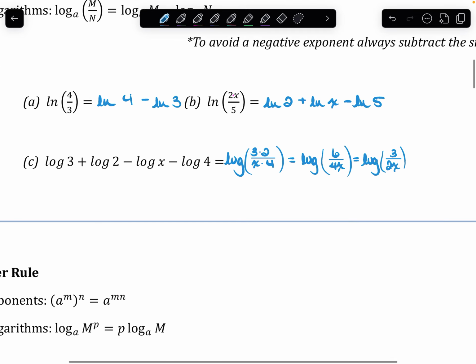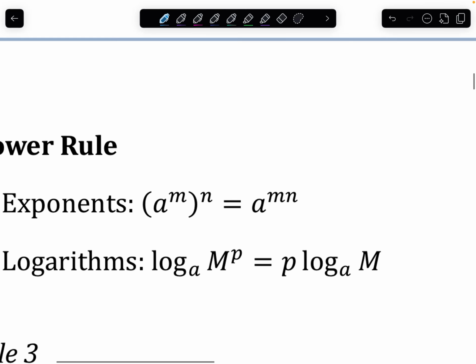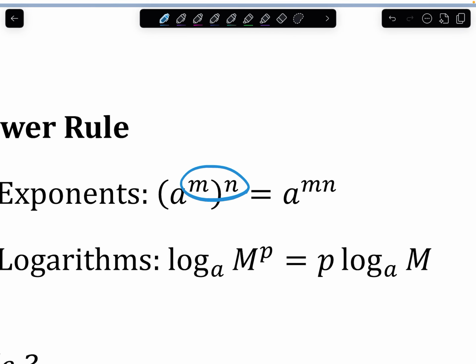Next, your power rule. So this is your exponent version. Remember, be careful. We don't want to get them mixed up. This is a parenthesis separation, so they get multiplied up in the exponent. For logarithms, that exponent gets moved to the front and it gets multiplied.